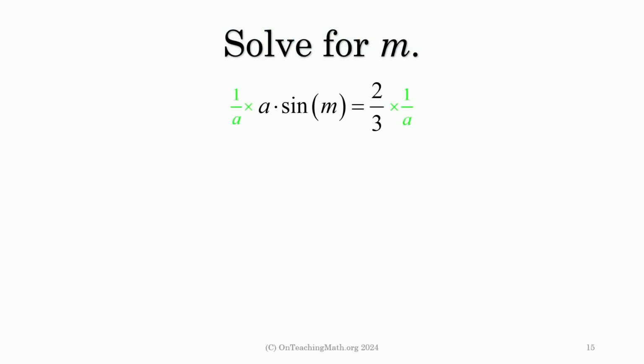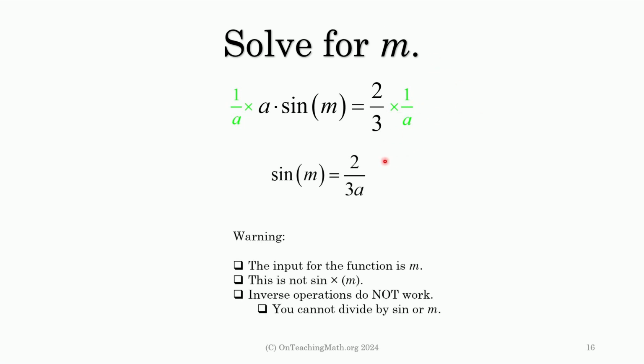All right. So we have to solve for M. The first thing we can do is get rid of the A. No problem. The A is multiplying. The opposite of multiplication is division. The way you divide is multiply by the reciprocal, especially if you already have a fraction. So we're not going to use the division sign. We're going to do it just like this over here. So we get the sine of M is equal to 2/3 A. It's 2 divided by 3A.